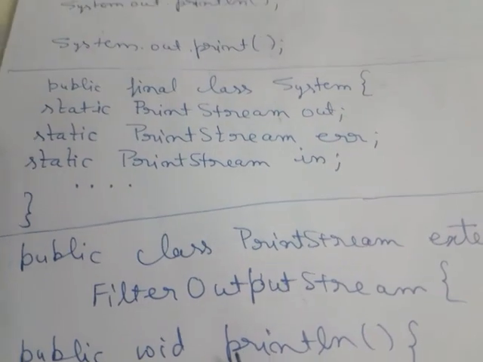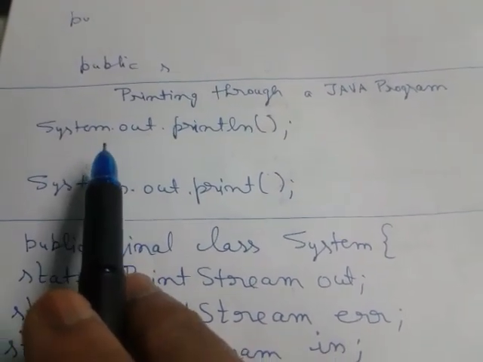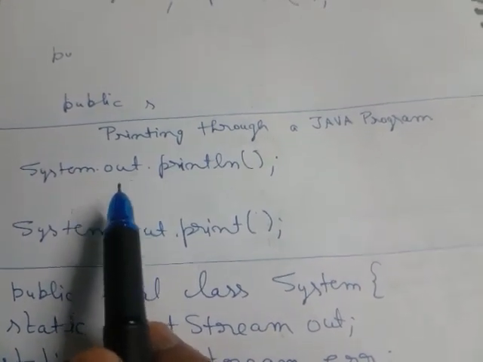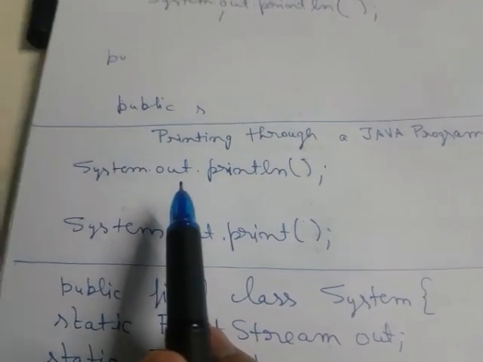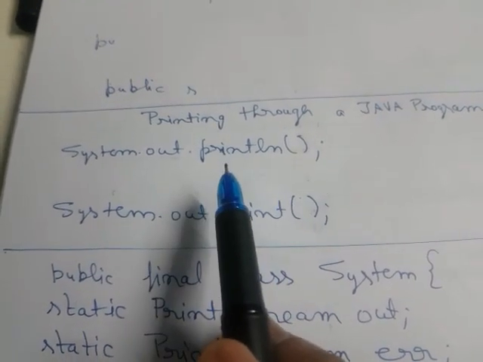So I think you can understand it pretty well, that System is a class which is of final type, so it cannot be inherited any further, but inside that there is an object out which is of PrintStream class, and there is a function println which belongs again to the PrintStream class.